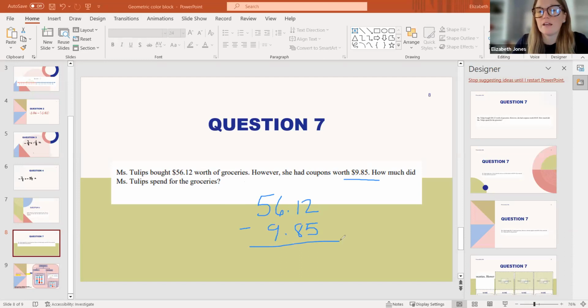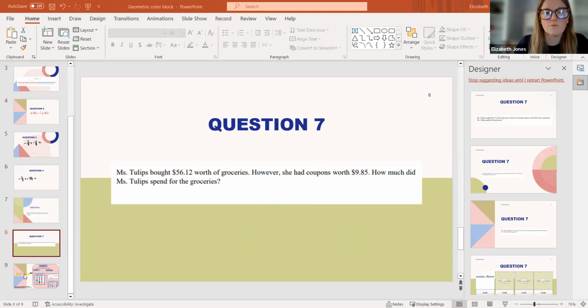And remember, again, we can use our calculators. So we're doing 56.12 subtracting 9.85. How much did she pay in total? So she paid, and granted, we're not adding tax to this, so we're assuming it's built in, $46.27. So $46.26. So what is next?